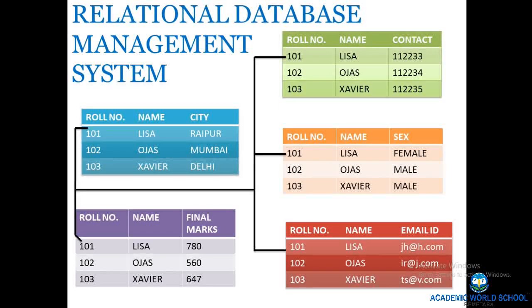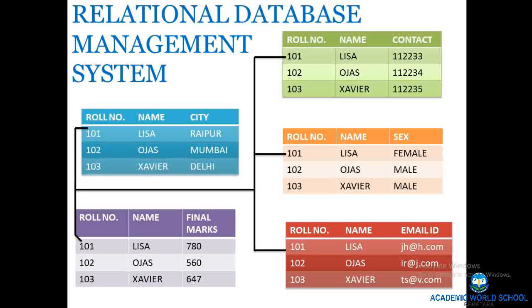See here, in these 5 tables, 2 columns are the same: roll number and name. But the third column is different: one is city, contact, sex, email ID and final marks. Now students, you will be thinking why ma'am has prepared 5 individual files. Why have I prepared them?